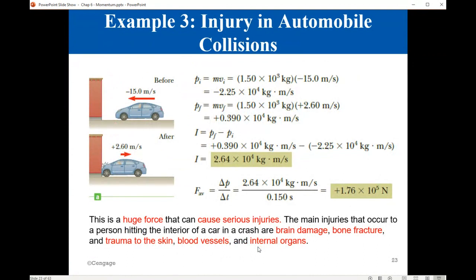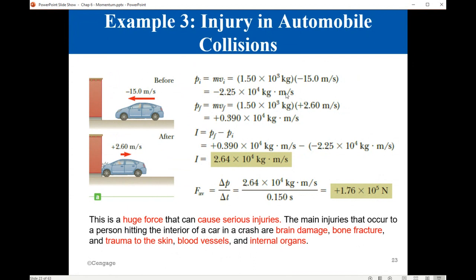In order to calculate the impulse, the easiest way is just to calculate the change in momentum. So we need P final minus P initial. So we calculate P initial. It is m multiplied by the initial velocity. M is 1500 kilogram. Initial velocity is minus 15 meters per second.